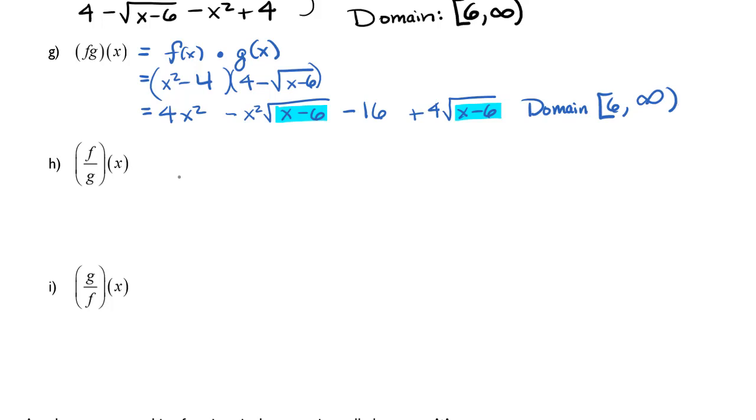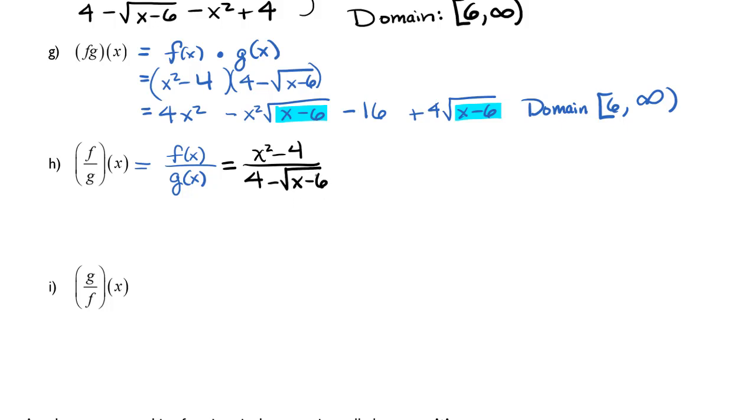Let's take a look at h. H is f over g, or f divided by g of x. This is f of x over g of x. Simplify this or rewrite this. F of x is x squared minus 4, and g of x is 4 minus the square root of x minus 6. It is very important to notice that at this point we have a square root in the denominator.